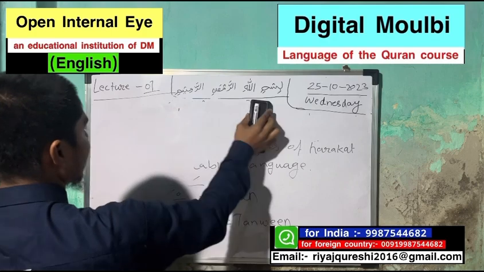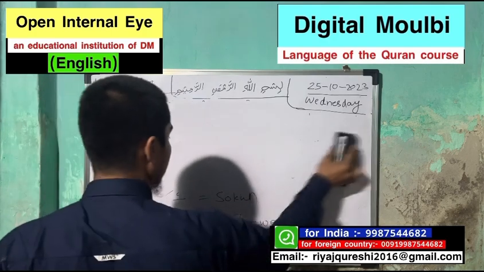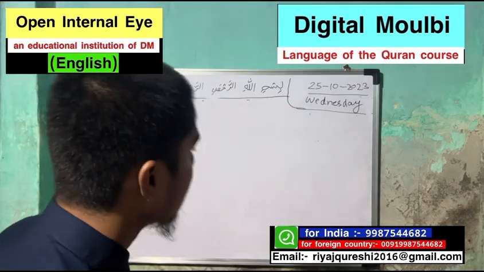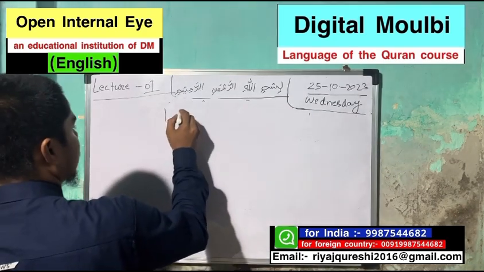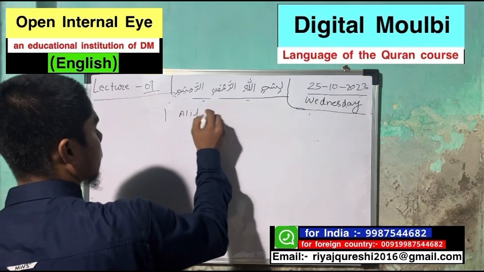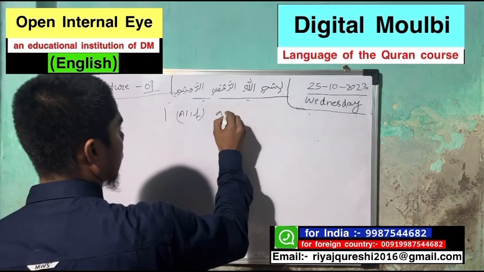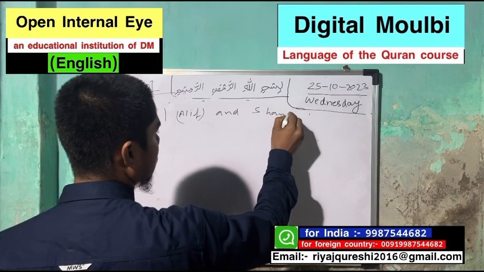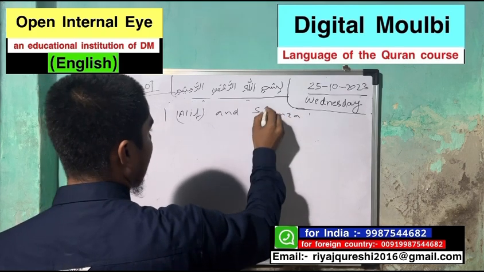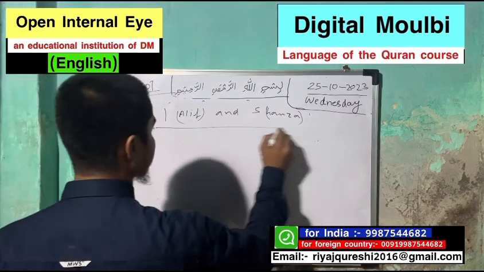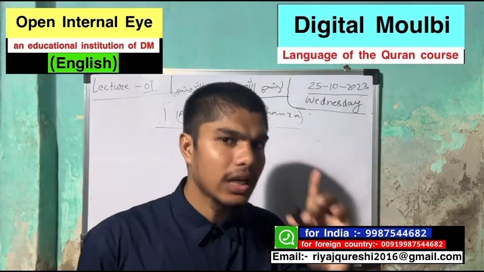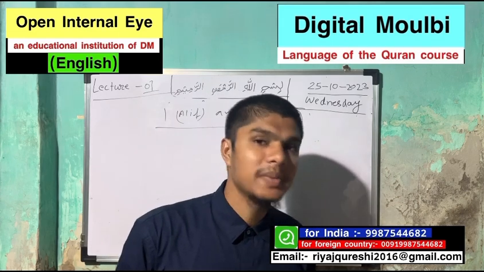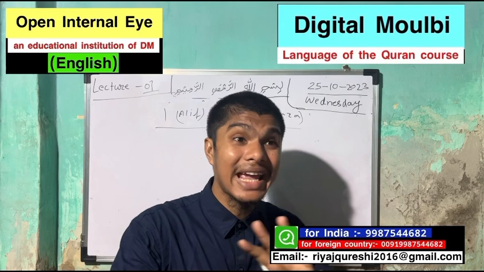Next topic is the difference between hamza and alif. What is the difference between hamza and alif? The difference is that alif is always empty. There will not be any harakat with alif.